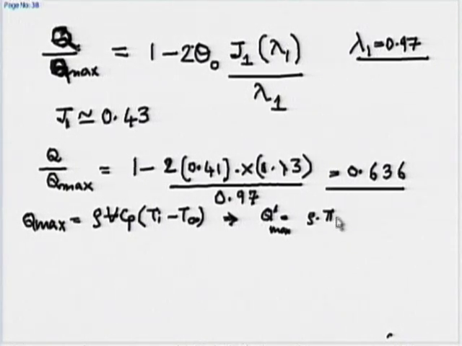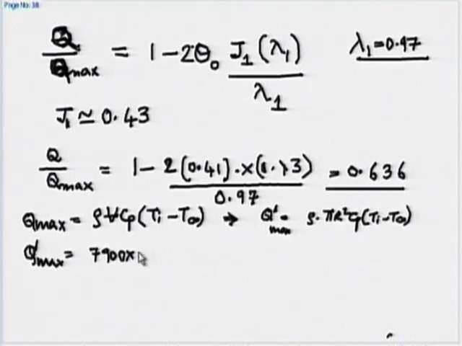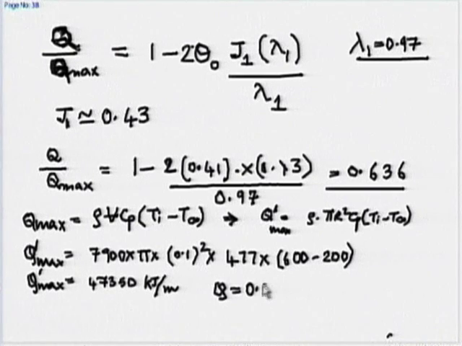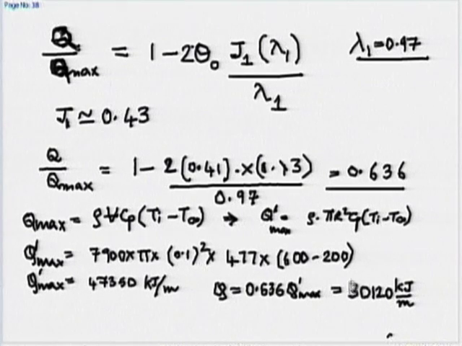7900 into pi into 0.1 squared into 1 per meter length we are taking, into 477 into 600 minus 200. So, I would get Q max as 47350 kilojoules. If I multiply that with 0.636, I end up with actual heat transfer as 30,120 kilojoules. This is the total energy. This is the answer. Okay?